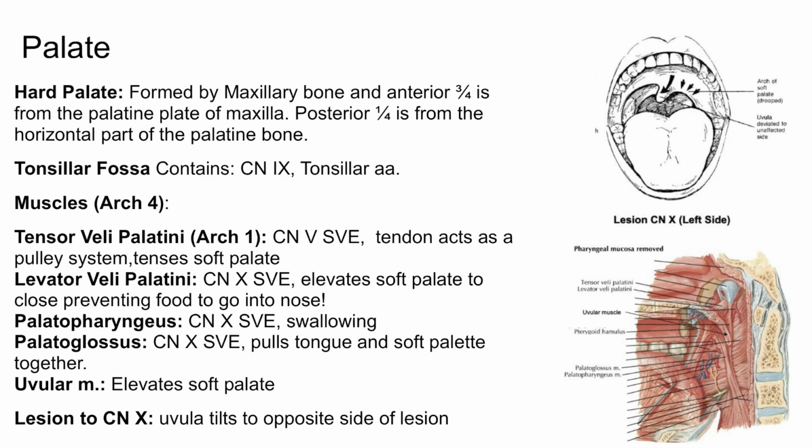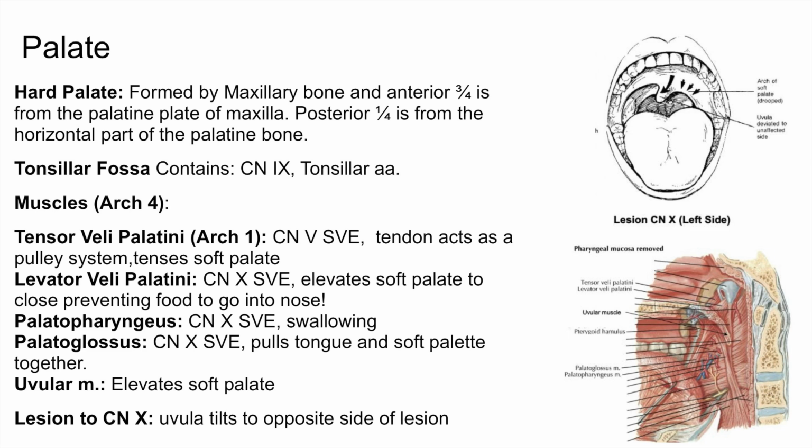So levator veli palatini is the main lifter. It elevates the soft palate to close off the nasopharynx during swallowing, preventing food from going up the nose. Palatopharyngeus helps us with swallowing by pulling the pharynx upward. Palatoglossus coordinates the tongue and palate, helping control the oral cavity during swallowing. And uvula muscle assists in elevating and sealing the soft palate.